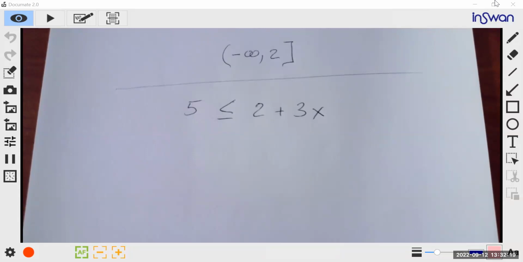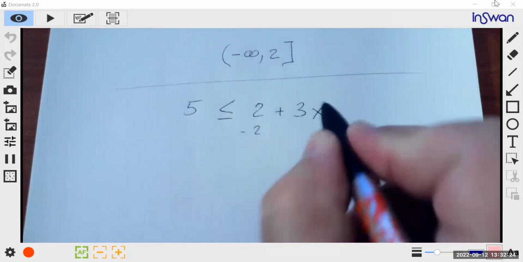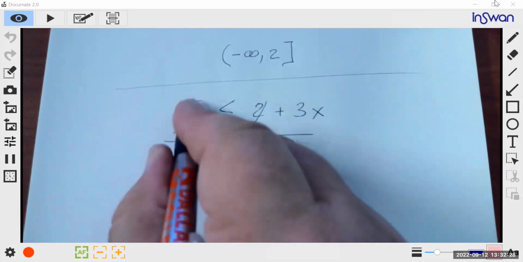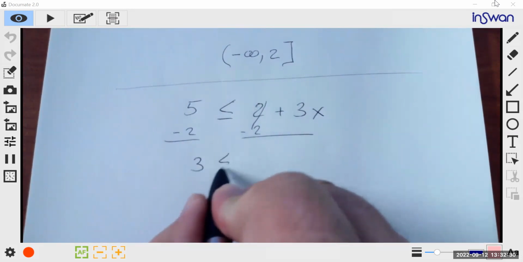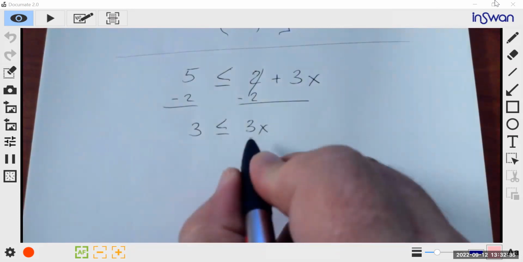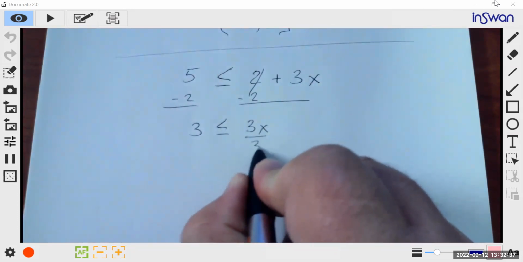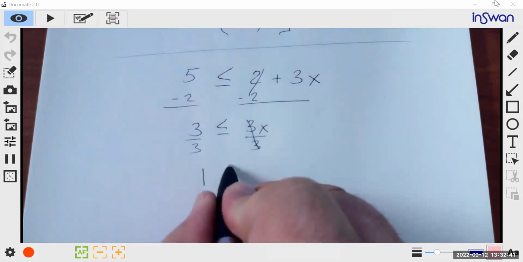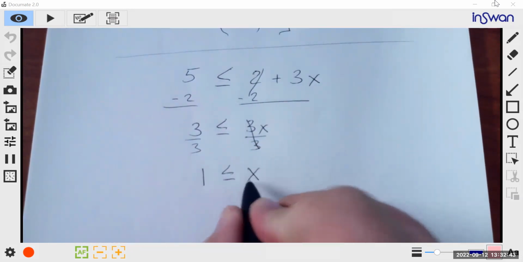So your first step, subtract 2, because we have to get x by itself. 5 minus 2 is 3. Next step, divide by 3. 3 divided by 3 is 1. 1 is less than or equal to x.